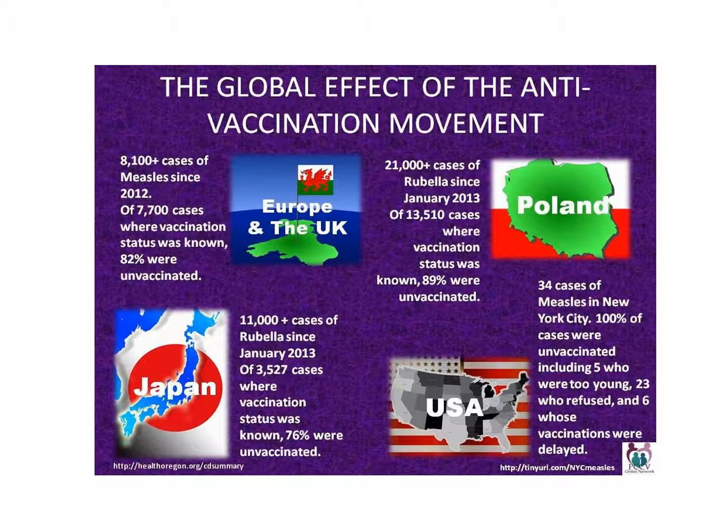Poland has a lot of rubella cases: 21,000, and where the vaccination status was known, 89% were unvaccinated. Rubella is of particular concern because rubella infection in pregnant women causes a significant amount of developmental delay and blindness in babies who are exposed to rubella in utero. There's also rubella in Japan, and measles in New York City.